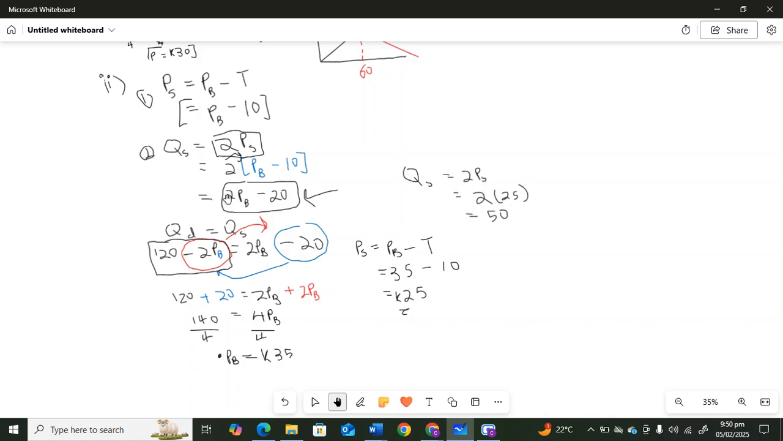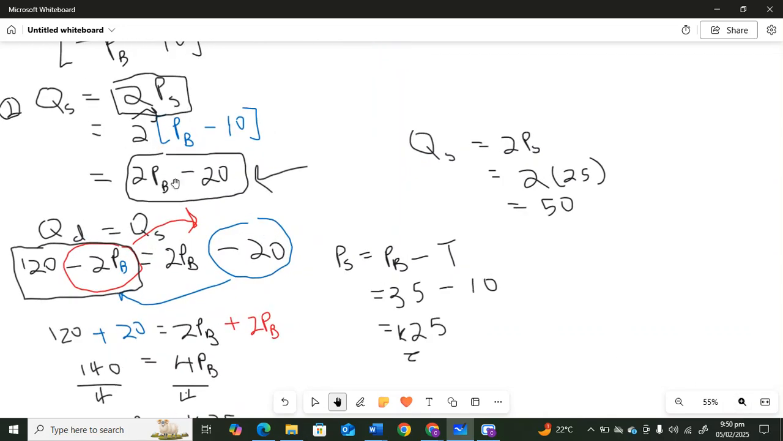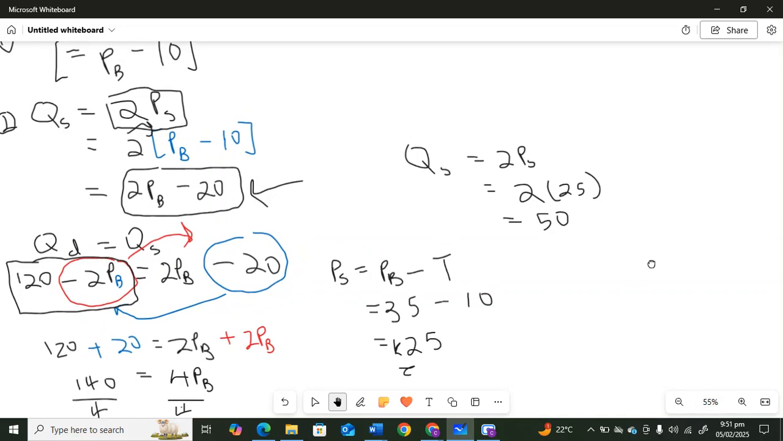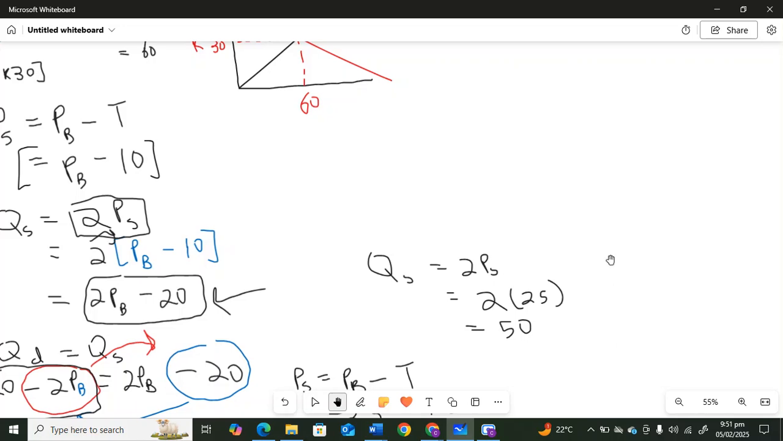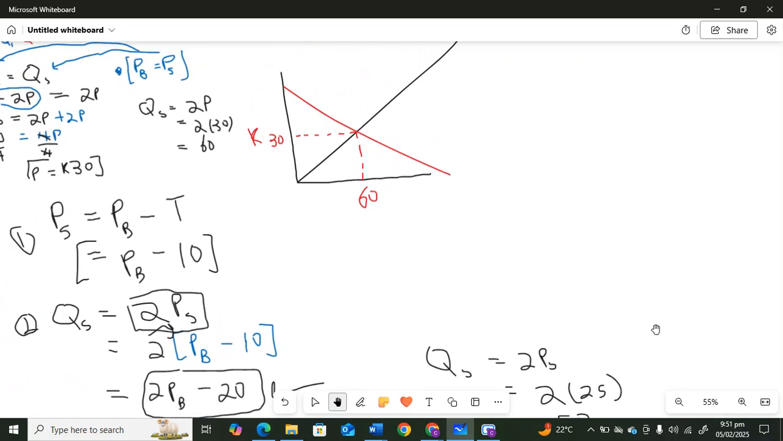35 times 2 is 70. 70 minus 20, 50. Where there's PB, replace with 35. Where there's PS, replace with 25. Then you get the same answer.